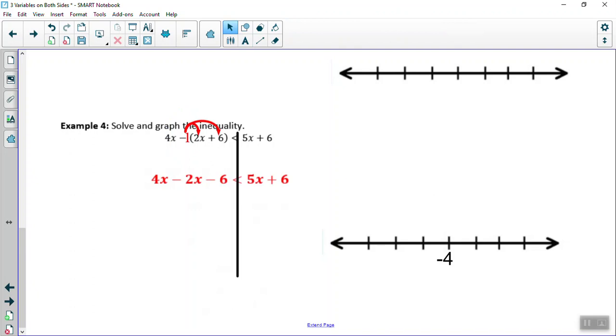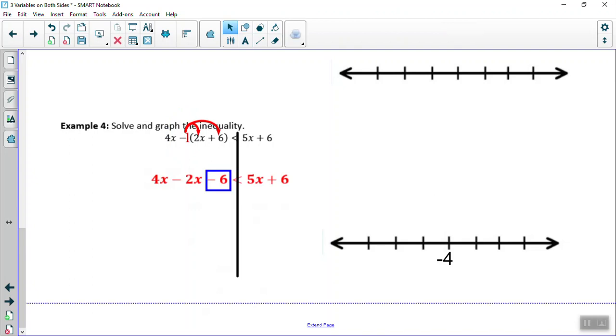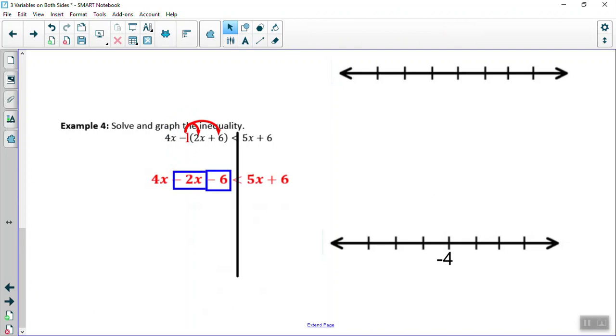Now I can combine like terms. I've got 3 terms over here, a variable term, and a constant term. So I need to put the like terms together. I'm going to just split them up into their individual terms. I've got a 4x and a negative 2x. Those are my 2 variables that I'm going to combine together. So 4x minus 2x will give me 2x. Bring down my minus 6 is less than 5x plus 6.